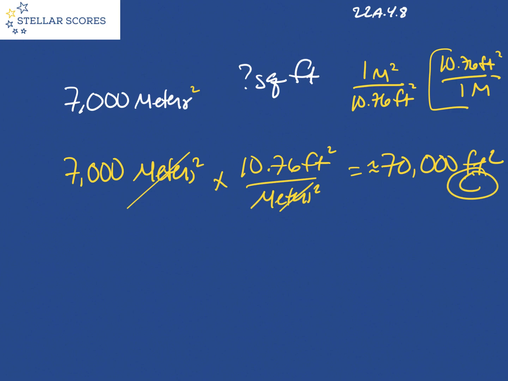And again, 1 meter is about 10 feet. Let me multiply. It's going to be on the order of multiplying by 10 in order to get a bigger number. So 7,000 times 10 is going to be 70,000. So something right around 70,000 should be the right answer. So what's the takeaway? When you're doing conversion problems, write out your units and make sure your units cancel out, and then you'll know for sure you've got the right answer.